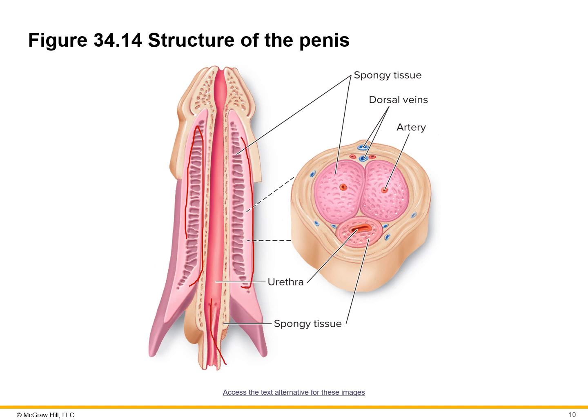So again, looking here, lots of spongy tissue on both sides, and then our urethra is going to come down through the middle. But if we take a cross section through that, we'll see two larger spongy tissue areas and then a smaller piece of spongy tissue that we can see right in here. That kind of surrounds the urethra area.